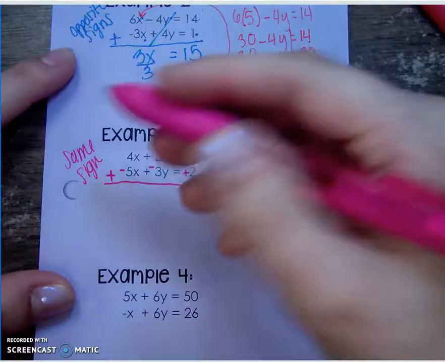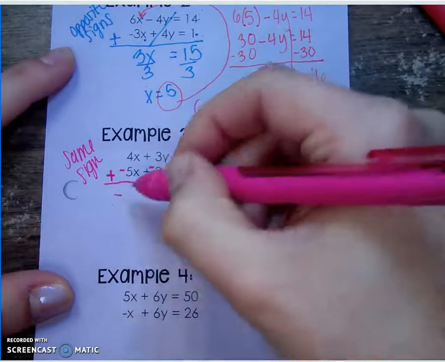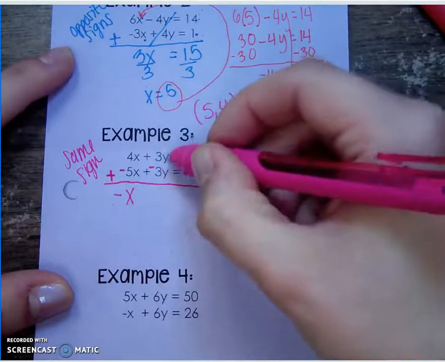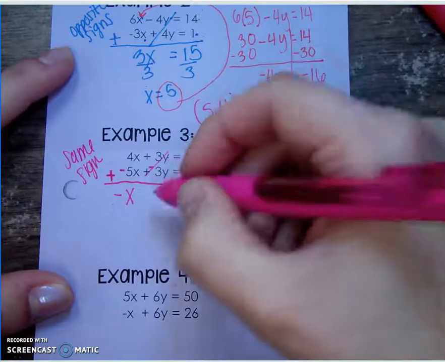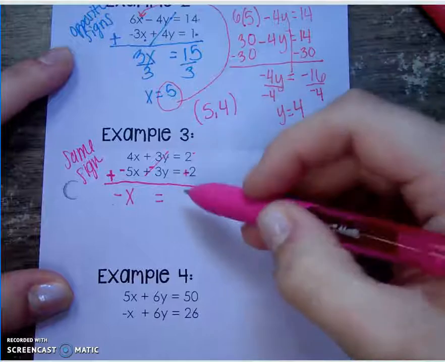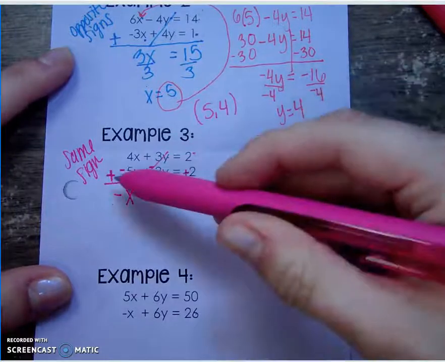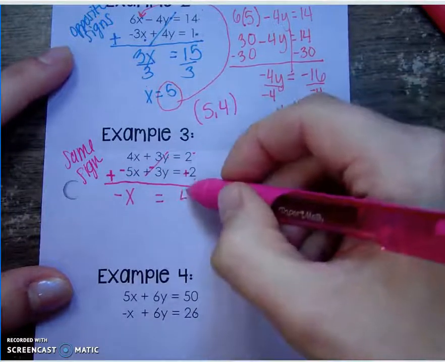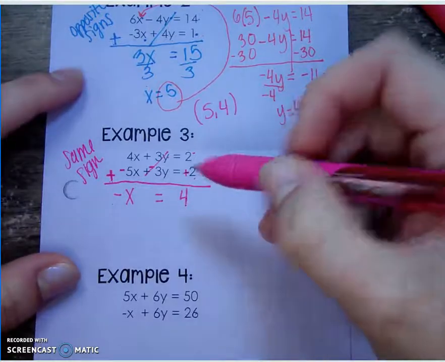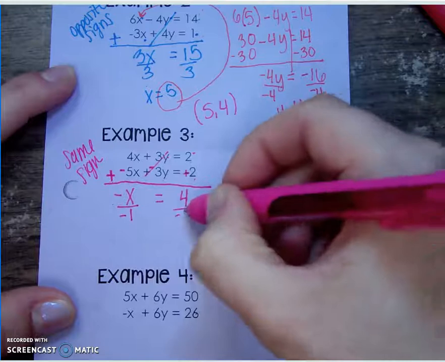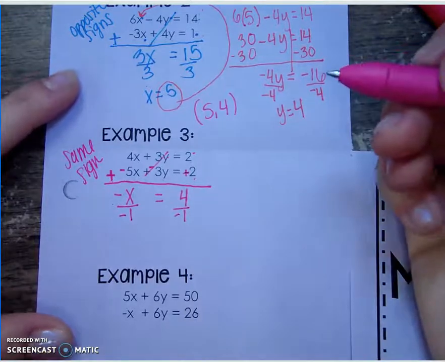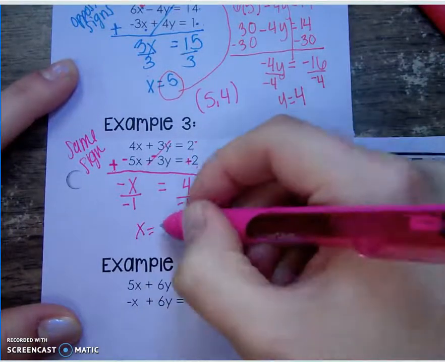4x plus negative 5x is negative x. 3y plus negative 3y cancels out. So I'm just left with negative x equals 2 plus 2, which is 4. x is not by itself. You've got to divide by that invisible negative 1. x is equal to negative 4.